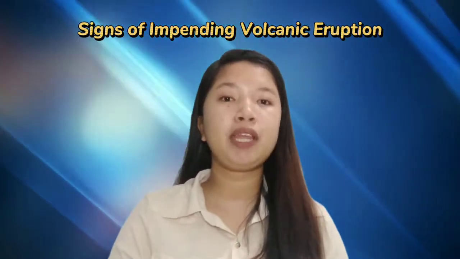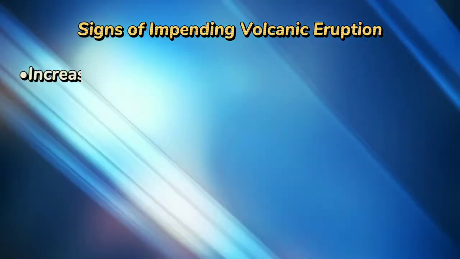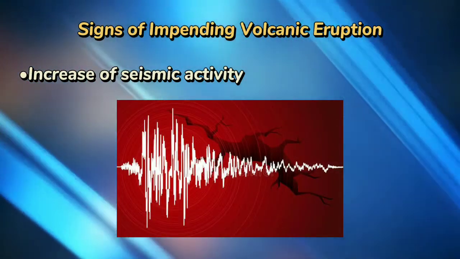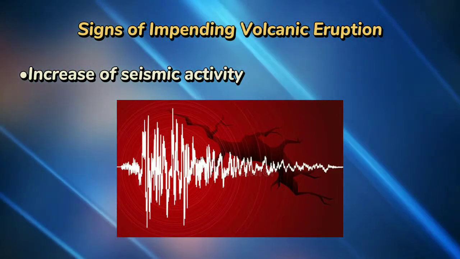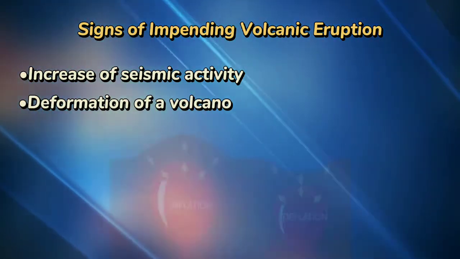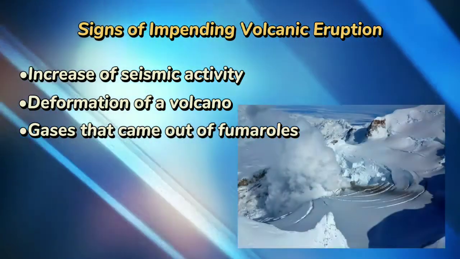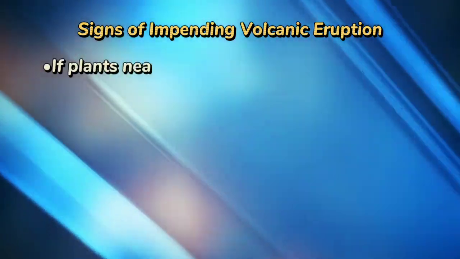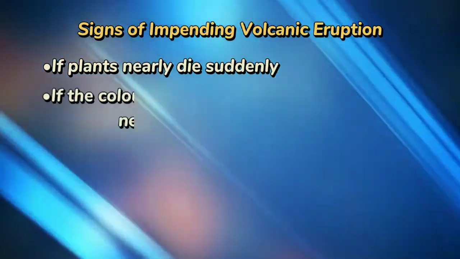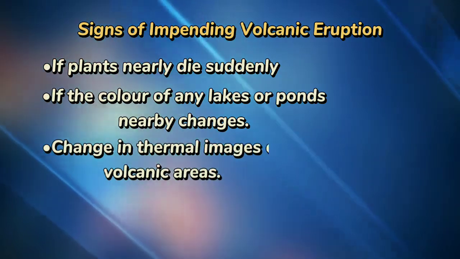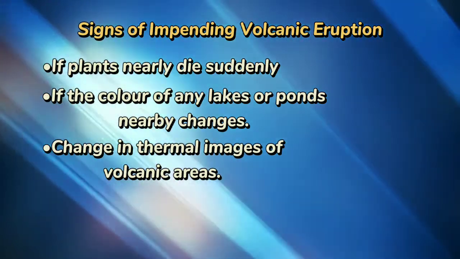Now, the question is, how can we predict or what are the signs of impending volcanic eruptions? Increase of seismic activity. Earthquakes are the most common warning signs of a volcanic eruption. The formation of a volcano. Gases that come out of fumaroles. If plants nearly die suddenly. If the color of any lakes or ponds nearby changes, and change in thermal images of volcanic areas.